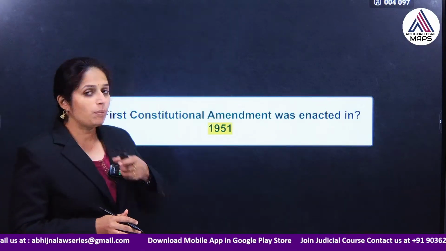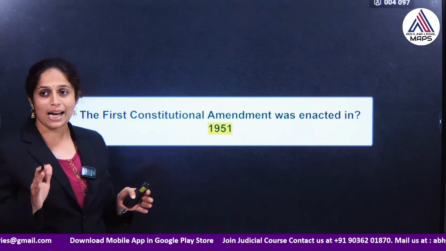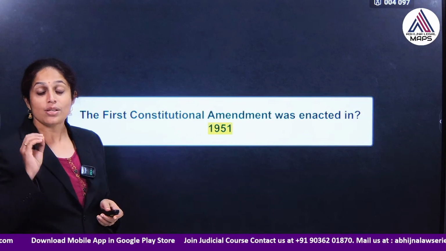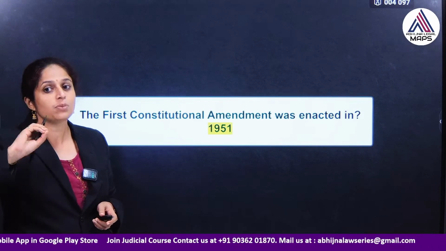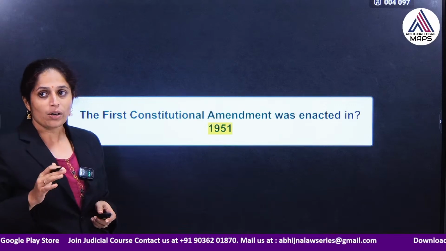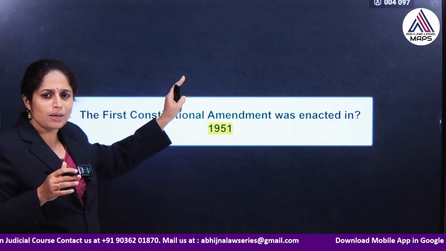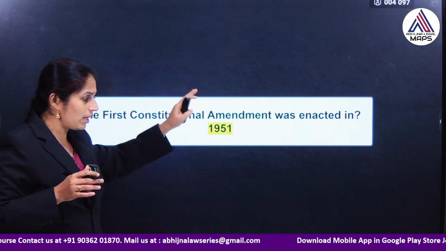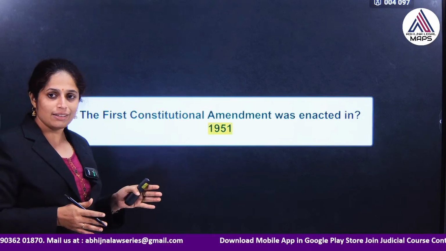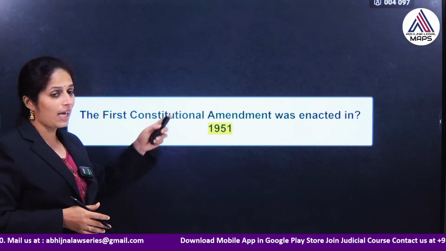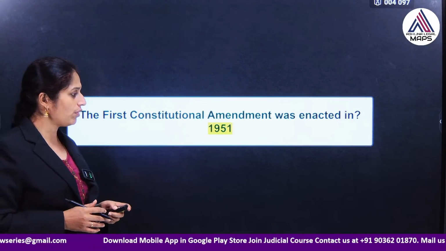See, the first constitutional amendment was enacted in which year? It was enacted in the year 1951. So, the 9th schedule was added. The 9th schedule is something which makes some of the laws immune from judicial review. Okay. Not only the 9th schedule, this was one of the first amendments which tried to bring some land reforms. So, soon after the constitution was enacted, this is the first constitutional amendment. So, very important, it was enacted in 1951.